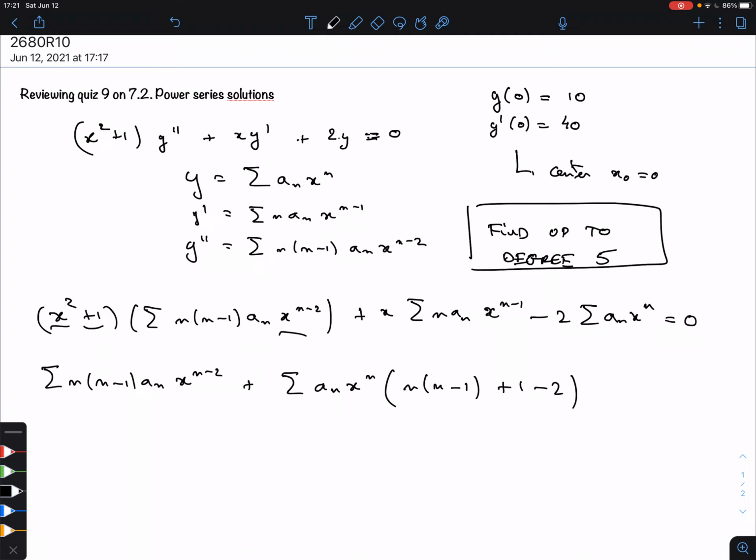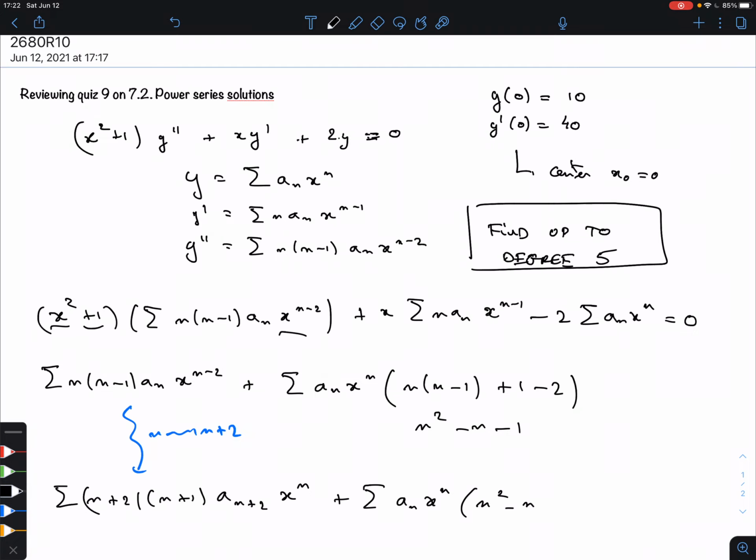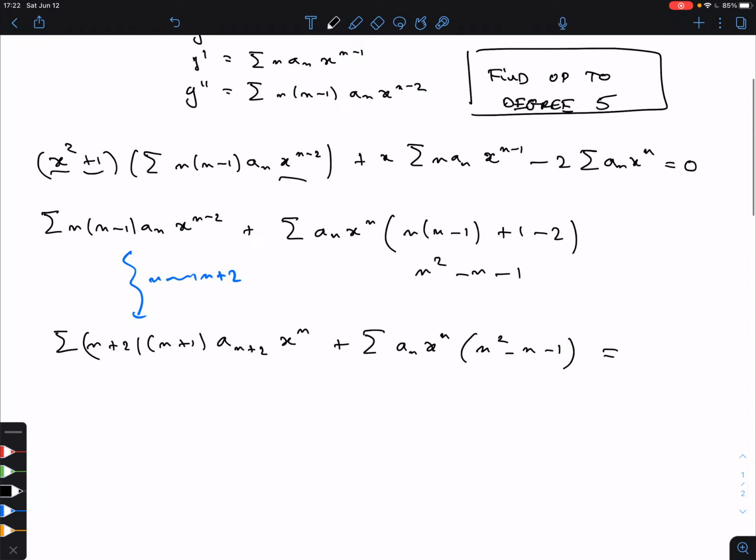Okay, so well, we can expand this as n squared minus n plus 1 minus 2, so minus 1. Now we do have to do a shift here. One of the things I want to see is that you know how to do this shift. So this is n goes to n plus 2. And that means summation n plus 2 times n plus 1 times an plus 2. And now we get the right power, x to the n, plus summation an x to the n times n squared minus n minus 1. And this is equal to 0. Now we have all powers of x to the n. So the coefficient of each of these powers has to be 0. And so we get the equation that we want.